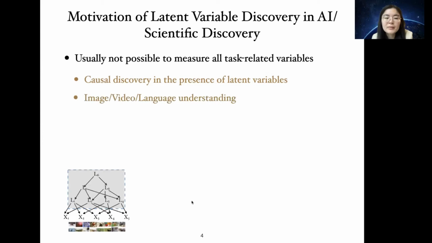And moreover, when given unstructured data like images, videos, or languages, we basically want to extract the underlying concepts or hidden causal variables, which can help us better understand the images, videos, or languages. Furthermore, these extracted underlying concepts or causal variables will be essential for downstream tasks, such as prediction, decision-making, and so on.